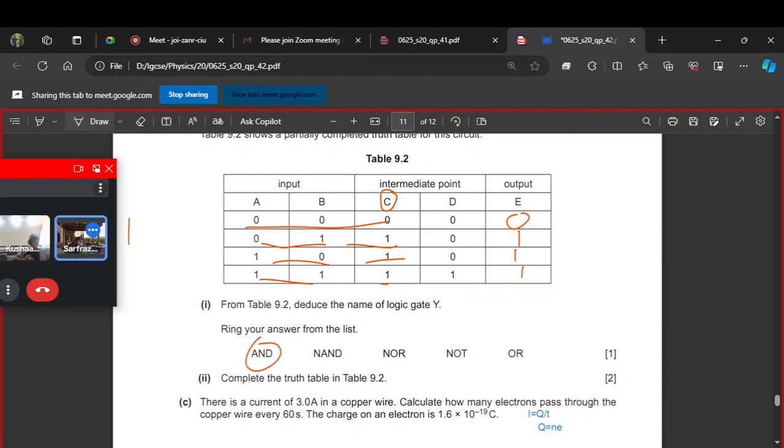Next question says there is a current of 3.3 ampere in a copper wire. Calculate how many electrons pass through the copper wire in 60 seconds. Time is given, current is given, and the charge on one electron is also given. So we have to calculate the number of electrons. So how will we calculate?